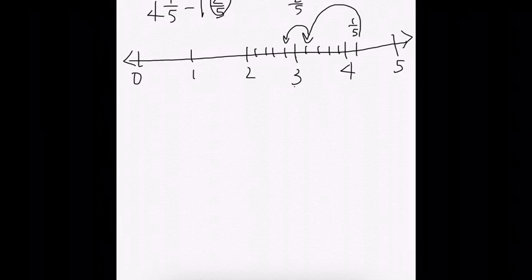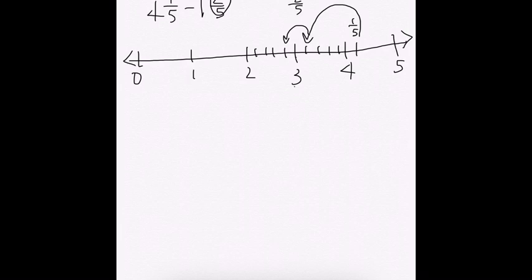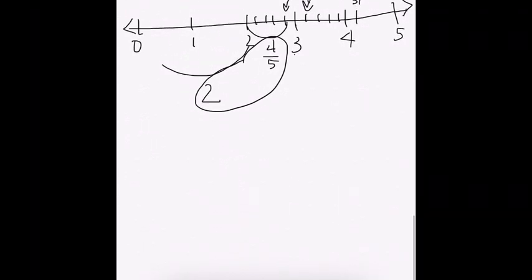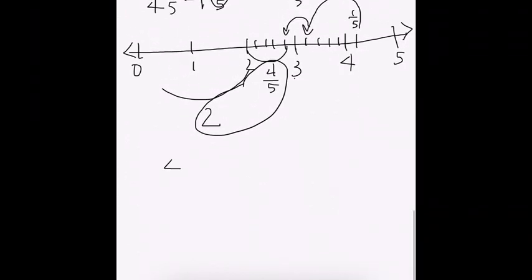Write that a little better. And that's going to leave me with 2, and then I have 1, 2, 3, 4 from here all the way to here. 1, 2, 3, 4 fifths. So I would bring those together right here, and my answer, just like before, is 4 and 1/5 minus 1 and 2/5 is 2 and 4/5.